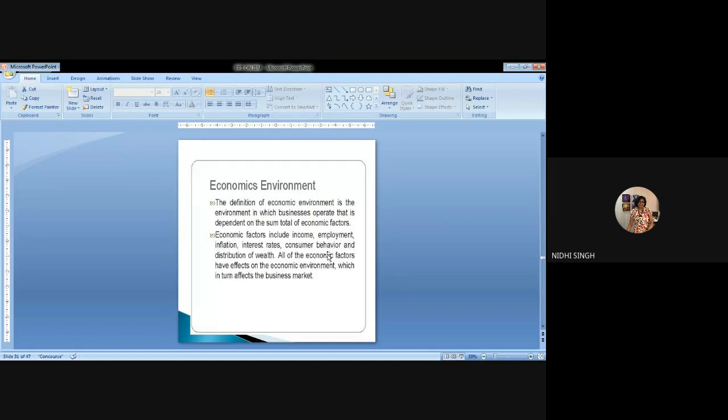Now, economic environment. Actually we are dealing with different economies, so it is dependent on the sum total of the economic factors. Economic factors include income, employment, inflation, interest rate, consumer behavior, and distribution of wealth. So all of the economic factors have effect on economic environment. All these factors, inflation, what is inflation?